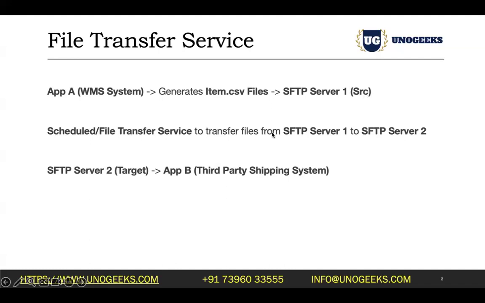Then what's the only other option that we have? We go back to application B and ask them, do you have access to any other SFTP server? So they say, yes, Prasad, I have access to this SFTP server 2, or a target SFTP server. So if you can place the files in this target SFTP server, I'll be able to pick them up and process them at my end.